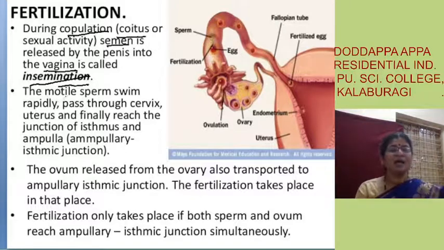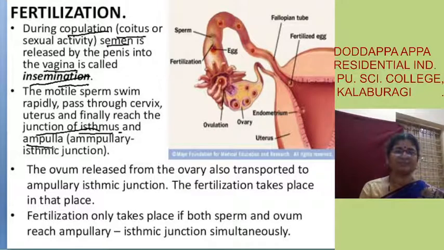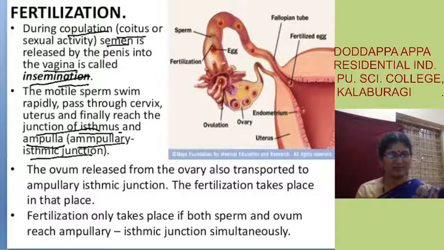The sperms are highly motile, they swim rapidly through the cervix, uterus, and finally reach the junction of the ampulla and isthmus. This junction is called the ampullary isthmic junction. Again an MCQ question is asked on this. In this ampullary isthmic junction, the fertilization will occur. It is an MCQ question.